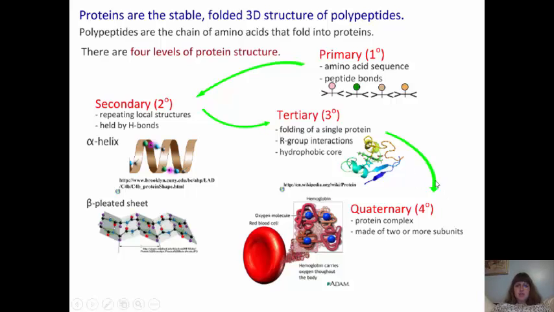And then sometimes we go from a tertiary to a quaternary, and this is when we have a protein complex. This is when we have two or more subunits of tertiary structure put together. So here you can see hemoglobin. Hemoglobin actually has 4 subunits, which carry the oxygen molecules in the red blood cells.